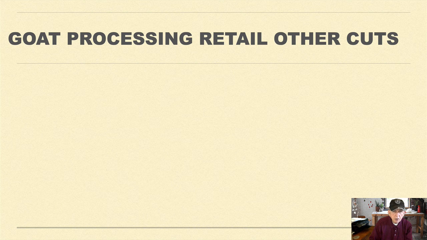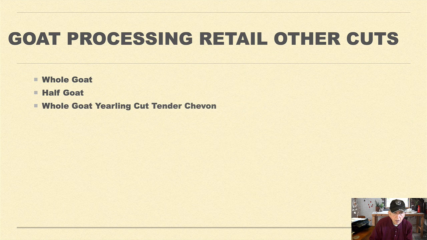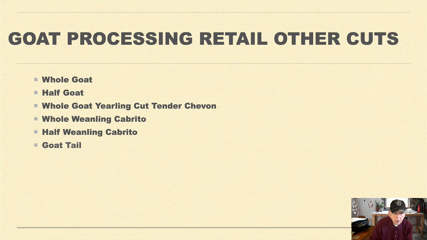Goat processing retail other cuts: whole goat, half goat, whole goat yearling cut, tender chevron, whole weanling cabrito, half weanling cabrito, goat tail, ground goat, trim meat, goat jerky, dog food.